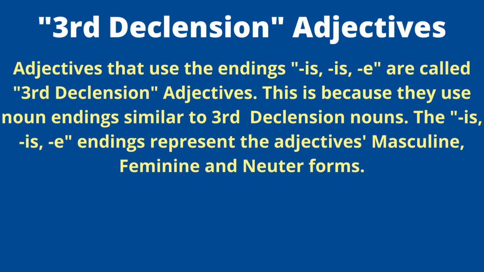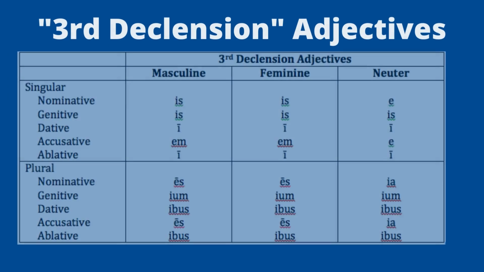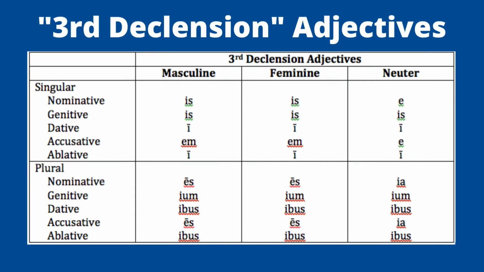The reason we call them this is because they look pretty similar to third declension nouns. They're not exactly the same, but they're pretty close, right? So we call them third declension. And again, those endings -is, -e, they just represent the masculine, feminine, and neuter forms. And you can actually see it right here. This is a chart of third declension adjectives. So the masculine column, we have -is, -is, -i, -em, -e. And notice how the masculine and feminine are the exact same thing. And on the neuter side, we have -e, -is, -i, -e.